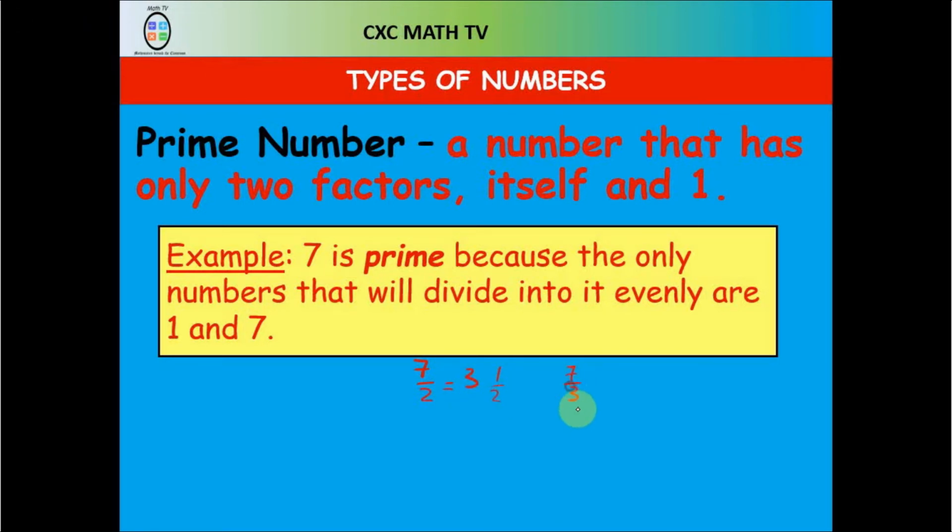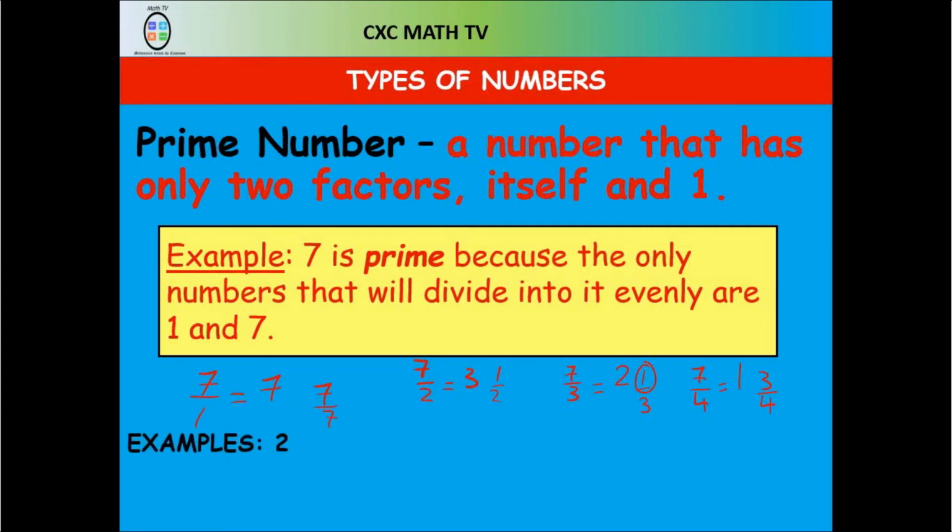7 divided by 3, you're going to get what? 2, and remainder what? 1 over 3. Still get a remainder. 7 divided by 4, you're going to get what? 1 with a remainder of 3 over 4. And so on. The only two numbers that can be divided into 7 is what? 7 divided by 1 and what? 7 divided by 7. Nice.